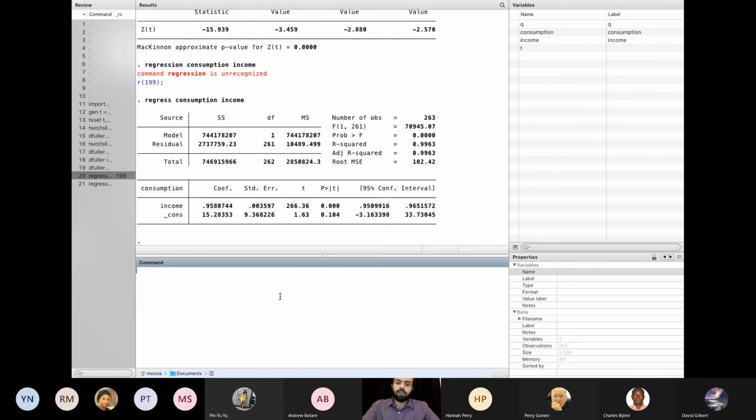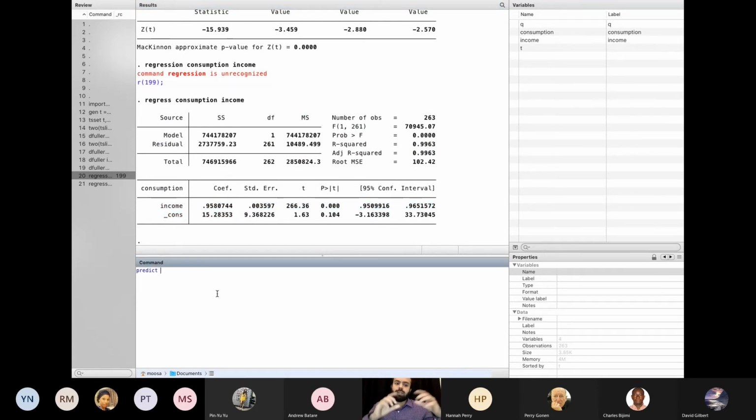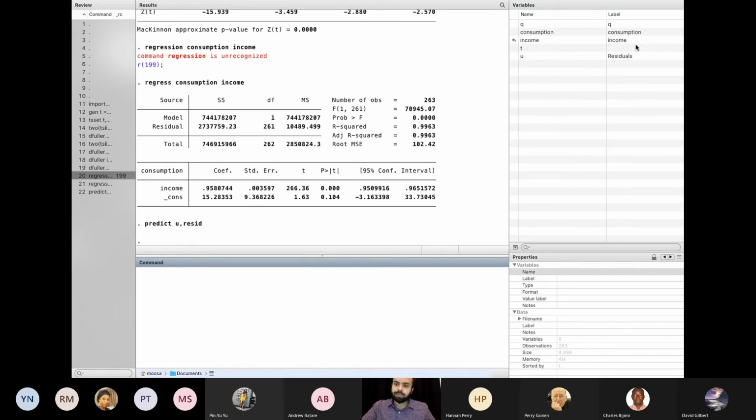So in order to conduct the Engle-Granger co-integration test, we have to predict the values of the error term, which means we have to extract the values for the error term. If we were to use these coefficients to compute values for consumption and then find the difference between actual values of consumption and our predicted values of consumption, we would get the error term. So we predict, and let's call this new series of predicted residuals u. Residuals is another fancy word for error terms. When we do that, we have another variable, which is u.